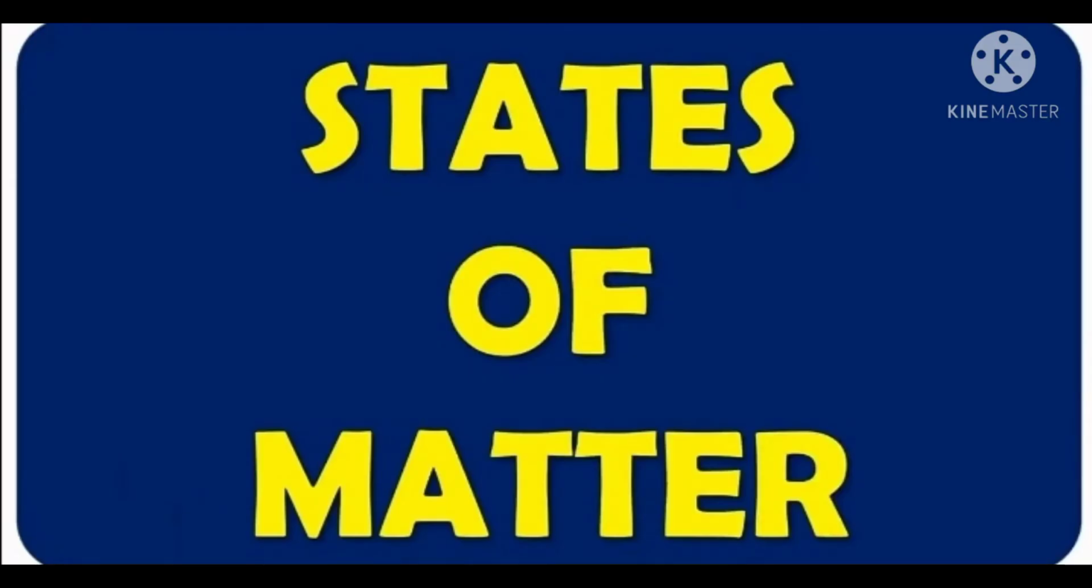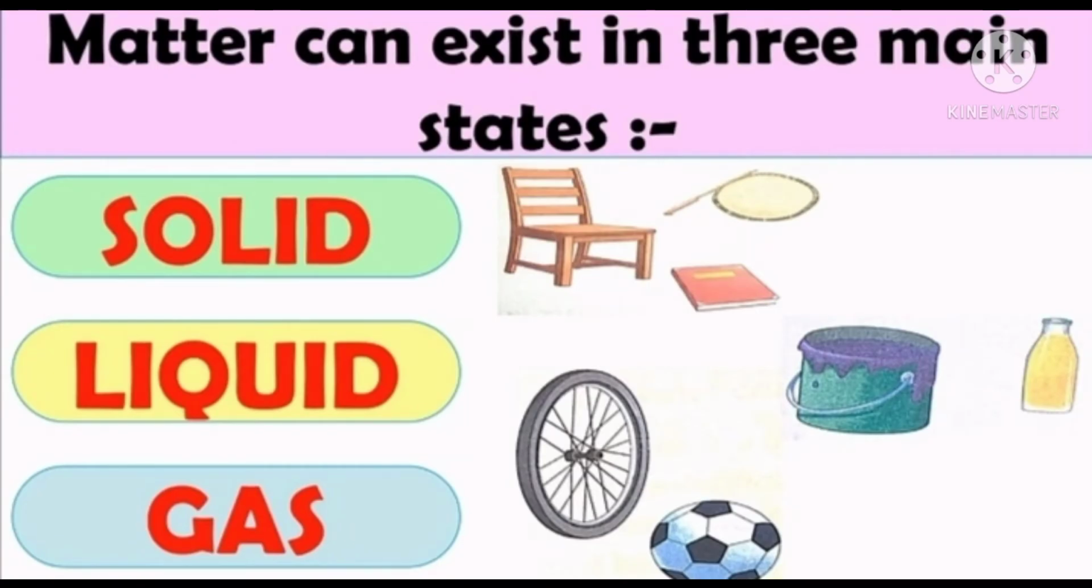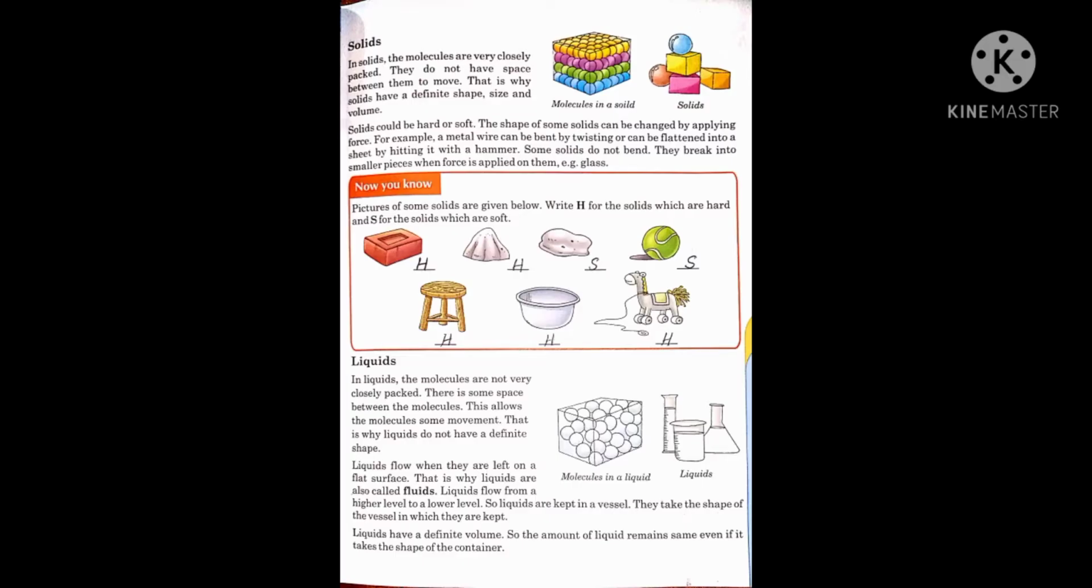Next we have states of matter. Matter can exist in three main states, depending on how the molecules are packed or arranged. These states are solid, liquid and gas. Let's have a look at these states of matter one by one in detail. Come to the next page.